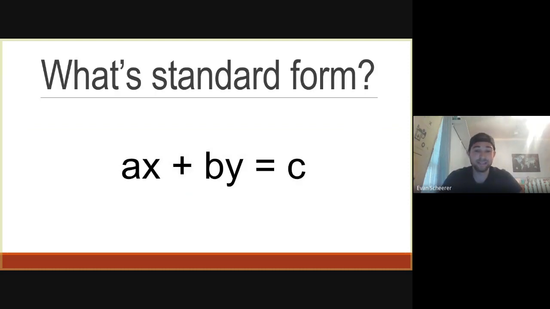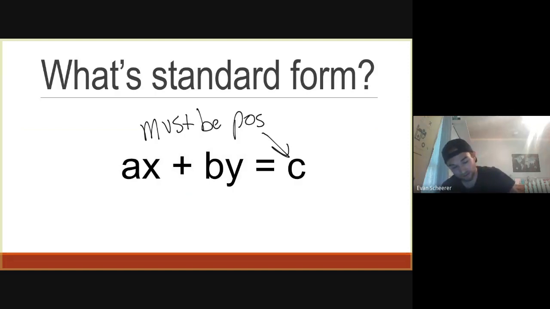But c could be a fraction. It could be a decimal. It could be a whole number. But c right here must be positive. This c right here is always positive in standard form. That is the important part of ax plus by equals c. So we will be doing some examples that are standard form, some that aren't exactly standard form, but they're close. But we're mostly going to be working with standard form today.